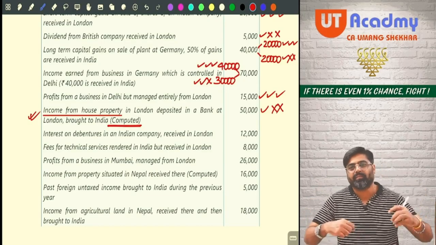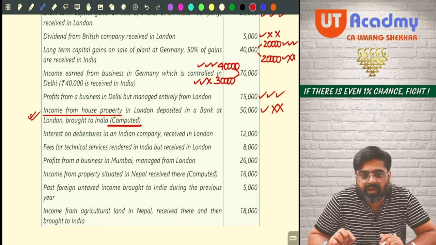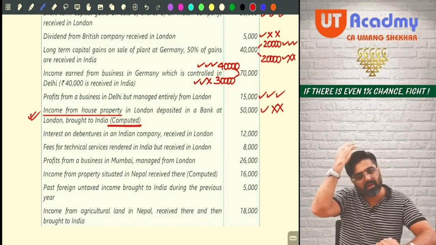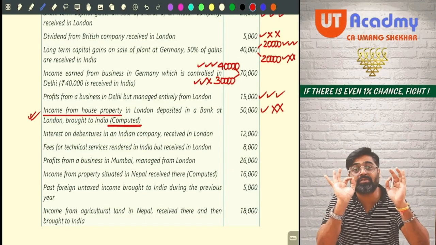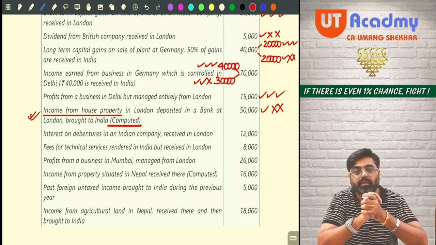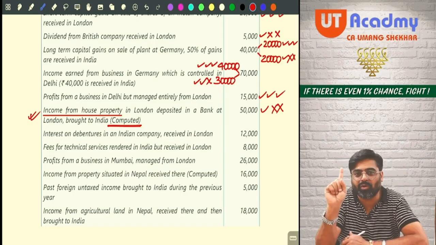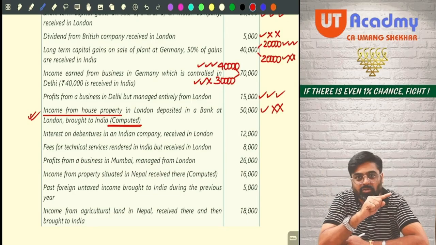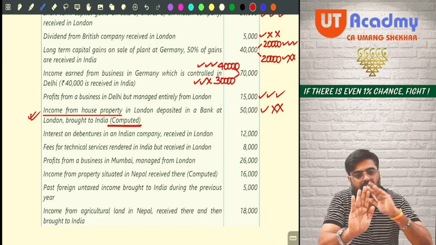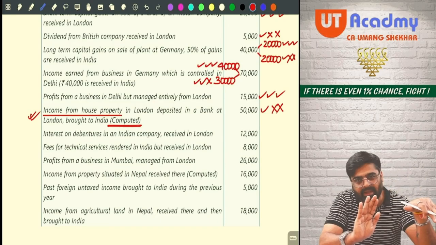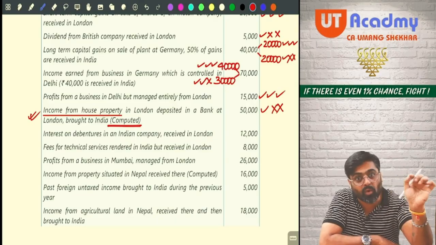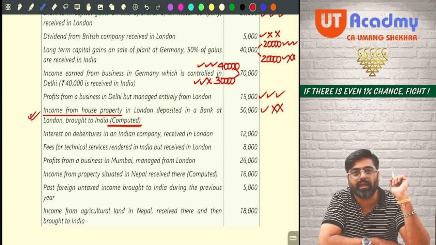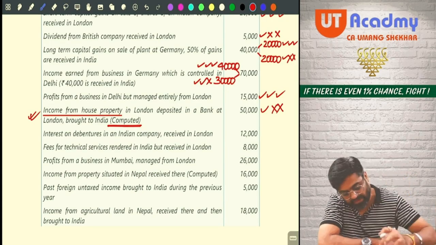Hello, sir. But what if it is not given that it is computed? We can take any of the assumptions. Yes or no? But which is the safest one? Since the rent word is not used, and income from house property word is used, it is safe to assume that standard deduction has already been taken. It is computed one. We will not take it separately, but provide a note for that. Getting my point? Next one.